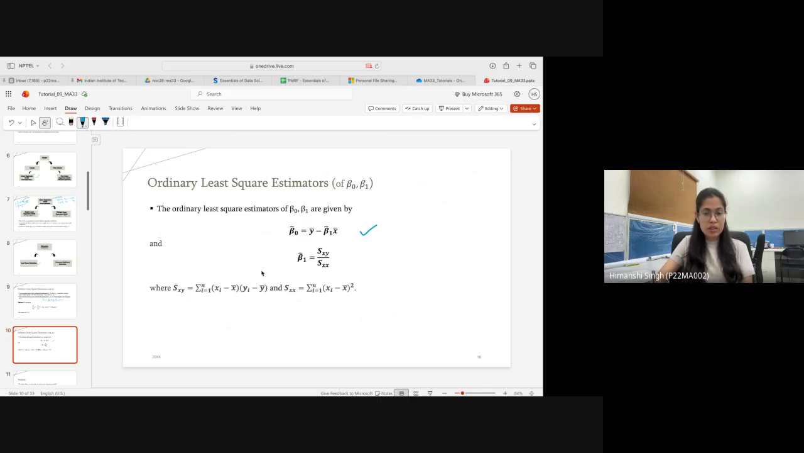So we can find out this quantity and this quantity, take the ratio to find beta 1 hat, and put that beta 1 hat here to find beta naught hat. So beta naught hat and beta 1 hat are found. Now we got this line: y equals beta naught hat plus beta 1 hat x.